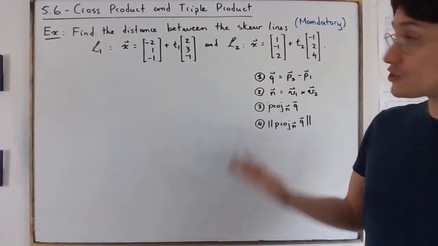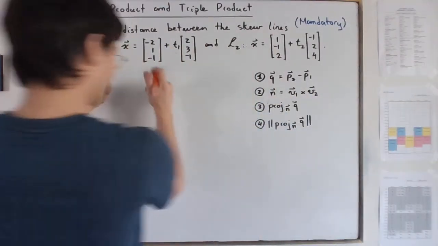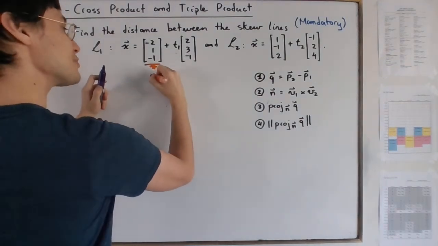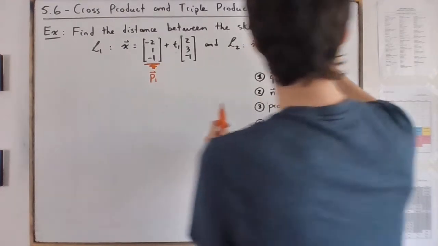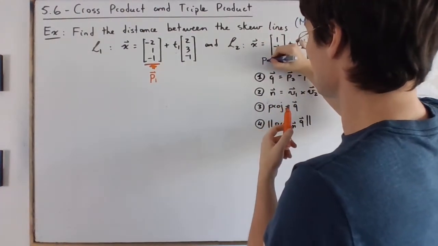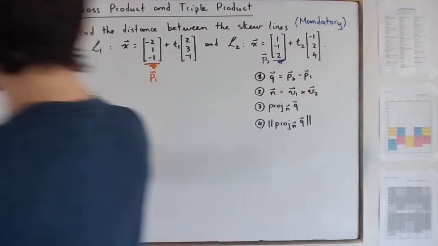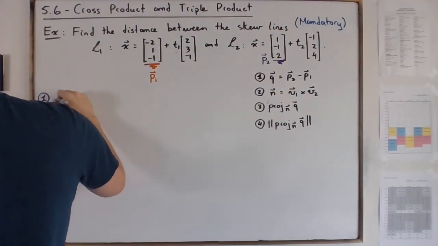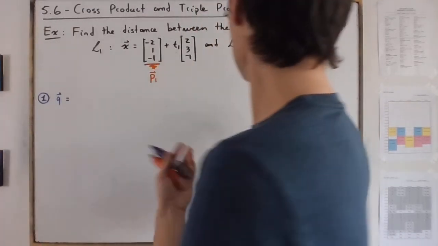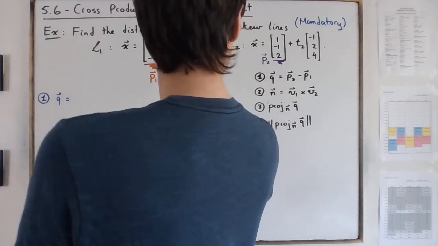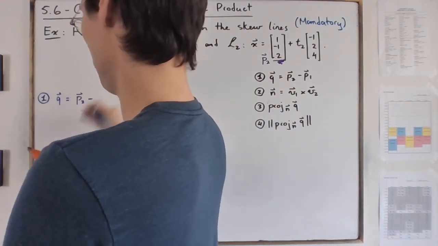So let's actually label everything. Let's give everything a name. This will be the position vector P1, and this will be the position vector P2. So what this means is that in step number 1, the vector q that we're talking about is simply P2 minus P1.